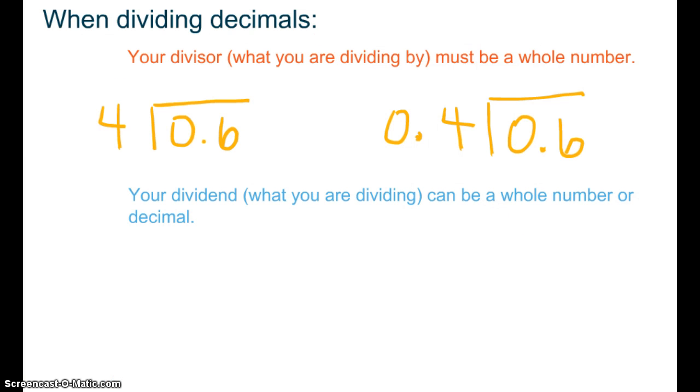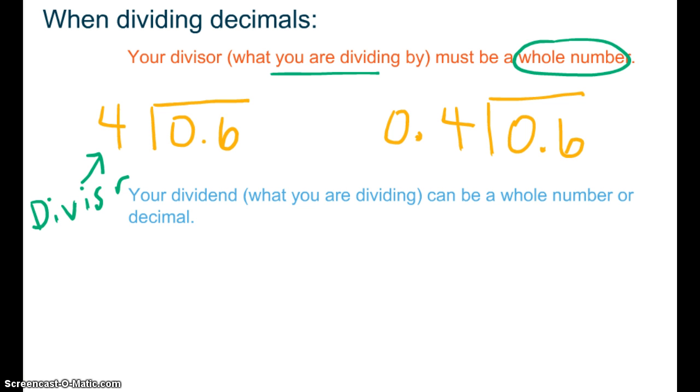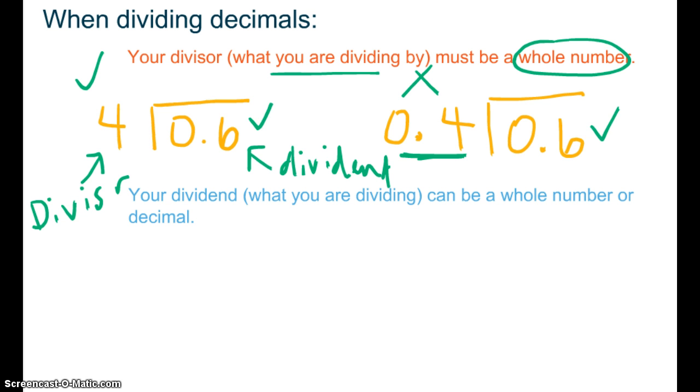So write this down. When dividing decimals, your divisor, this is the divisor, what you're dividing by, must be a whole number. So this is fine right here. This is not okay. Your divisor cannot be a decimal. Your dividend, that's what you're dividing, can be a whole number or a decimal. This is fine and this is fine. What's not okay is right here.